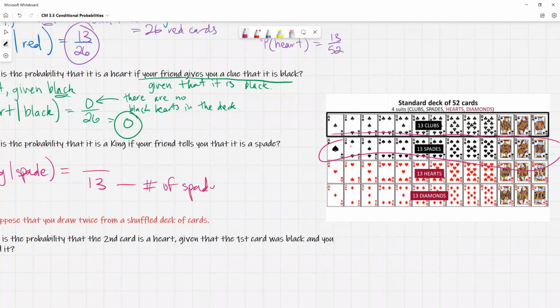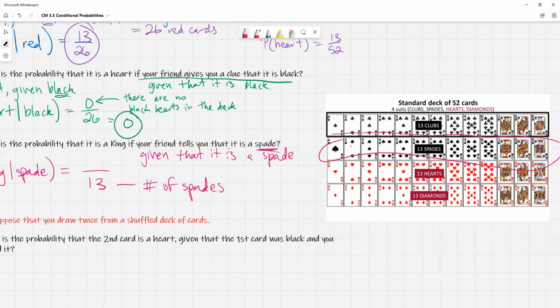So most often the given statement, the one that comes after given, so like here where it says if your friend tells you it is a spade, remember we can rewrite that as given that it is a spade. That's going to change the denominator most often. There are times where it won't change it because it didn't really affect it, but most often it's going to have the control over the denominator, okay? So 13 is our new denominator instead of 52.